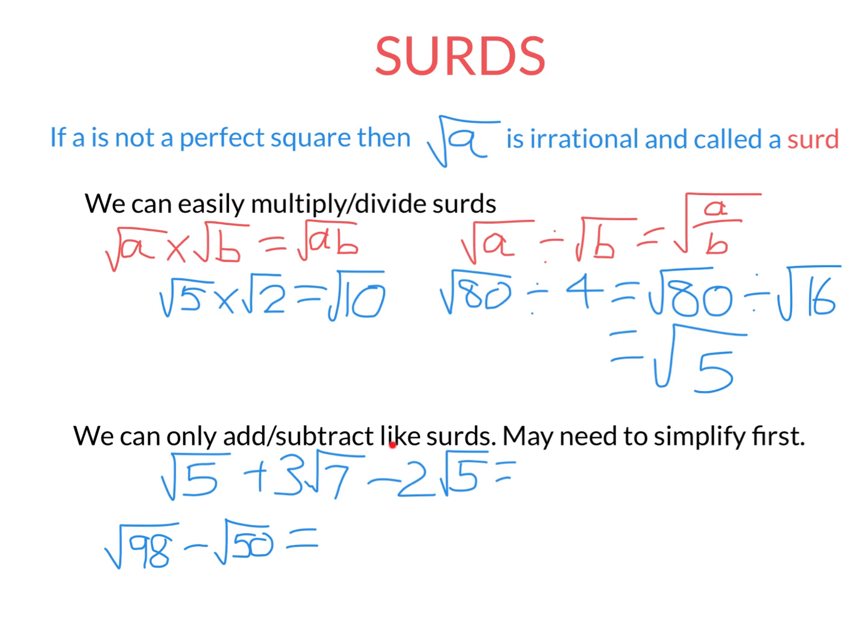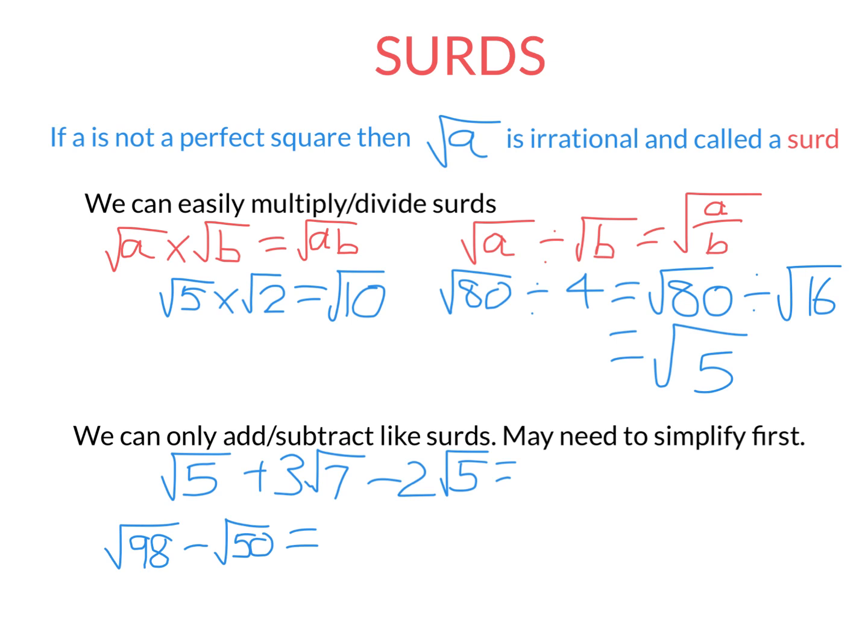So adding or subtracting surds is a little more challenging because we can only add or subtract like surds. So this is akin to like terms in algebra. So if we have something like root 5, root 7 here, think of this as like an x and this is like a y. So if we had x plus 3y minus 2x, well, you can only add or subtract these two because they're like terms.